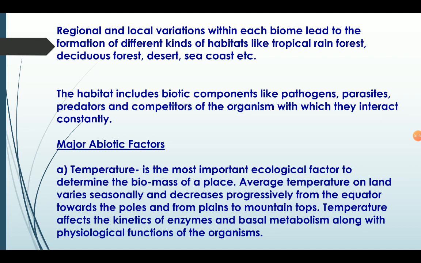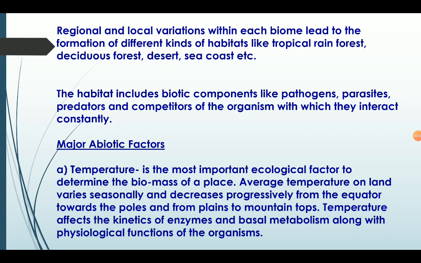Regional and local variations within each biome lead to the formation of different kinds of habitats like tropical rainforest, deciduous forest, desert, seacoast, etc. The habitat includes biotic components like pathogens, parasites, predators, and competitors of the organism with which they interact constantly. Major abiotic factors.